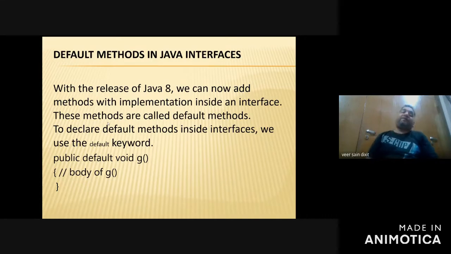Before the Java 8 version, it was not there, but with the release of Java 8, we can now add methods with implementation inside an interface. These methods are called default methods. To declare default methods inside interfaces, you can use the default keyword. For example, here: public default void G. G is a method which returns nothing, and this is of type default. If this is a default method in the interface, you can define the body of that method within the interface.